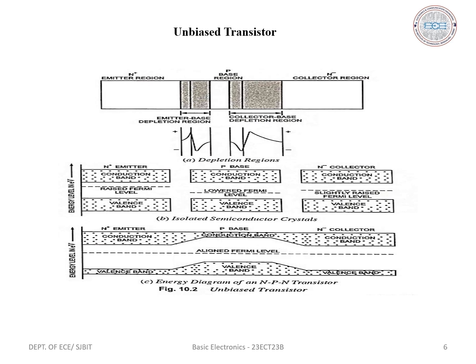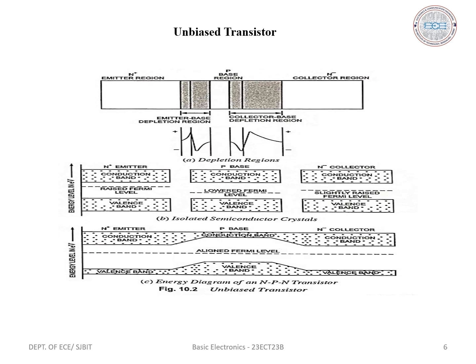The biasing conditions for the three regions of operation can be written as follows. In the cutoff region, the base emitter junction will be reverse biased and the collector base junction will be reverse biased. In the saturation region, the base emitter junction will be forward biased and the collector base junction will be forward biased. In the active region, the base emitter junction will be forward biased and the collector base junction will be reverse biased.